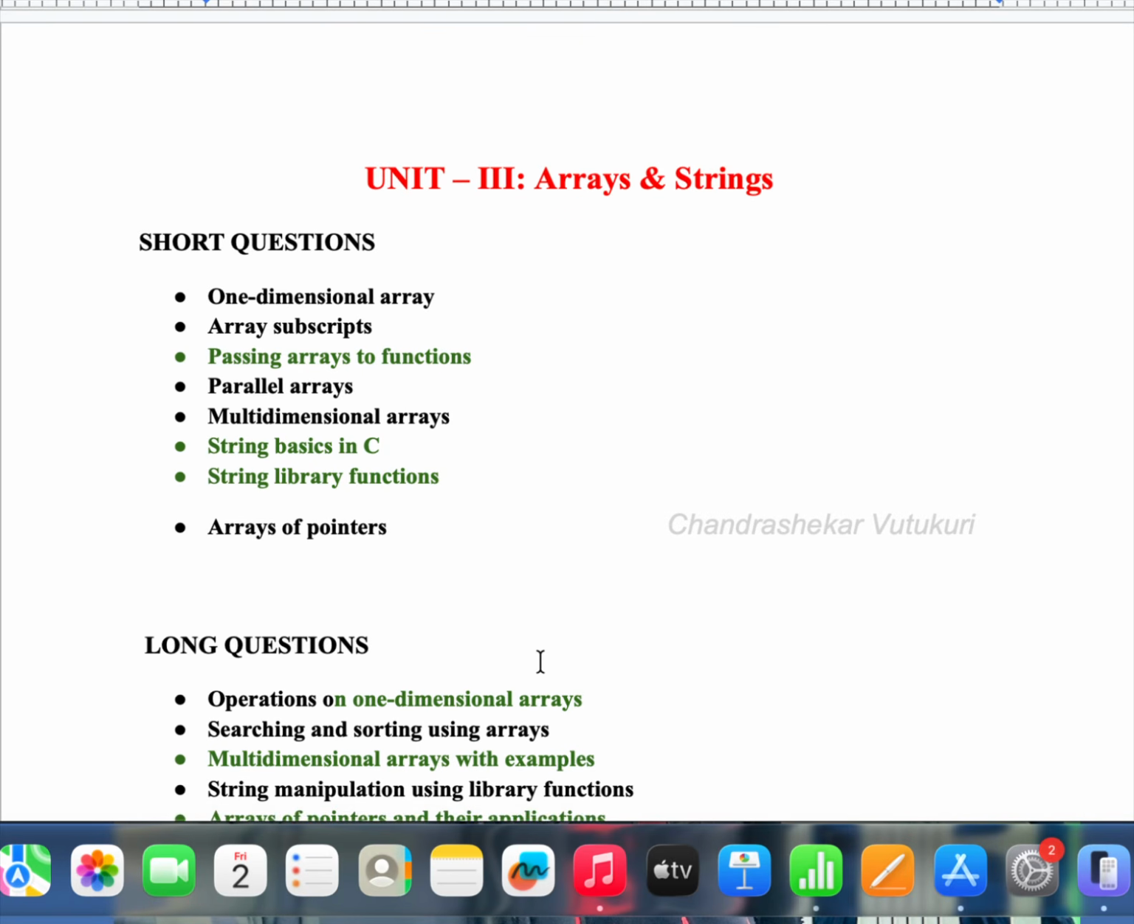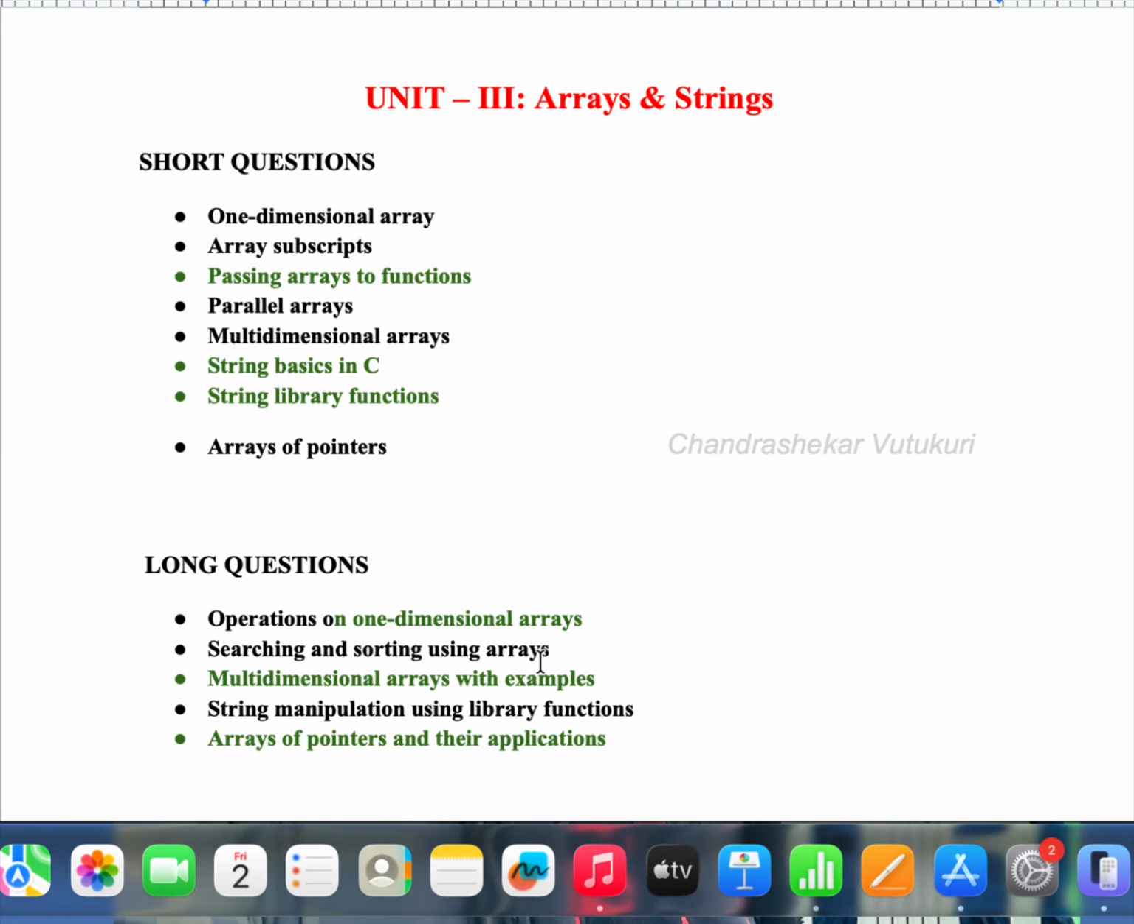Hope you are listening to each and every point, not only looking at the questions. You can take the screenshots, but listen to what I am speaking here. Arrays and strings, one dimensional array. Types of arrays may be a short question and long question this time, and the strings basics in C and string library functions are said to be the gunshot question.